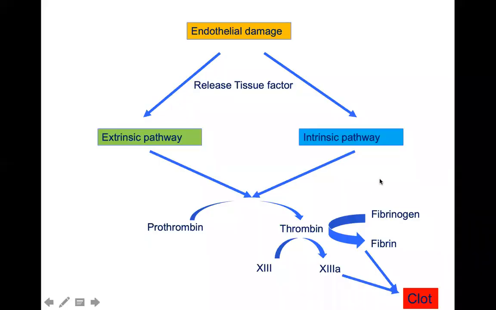Just as a review, when you damage an endothelial cell, so anything that draws blood, you're going to release tissue factor, and you're going to enter the extrinsic and intrinsic pathway, which I have very little recollection of, but that makes prothrombin become thrombin, and then fibrinogen becomes fibrin, and with factor 13A, you're going to make a clot, okay?